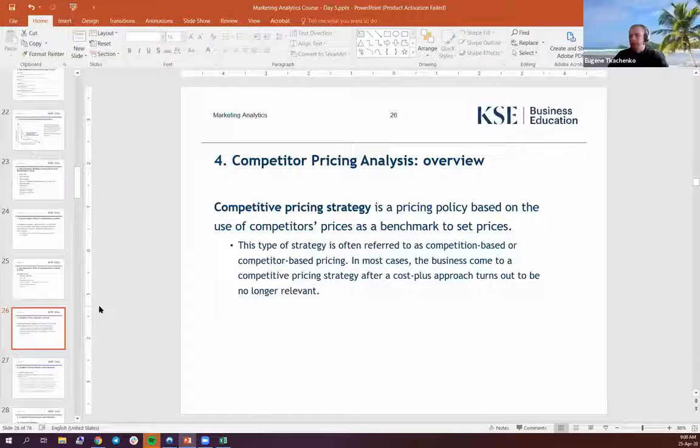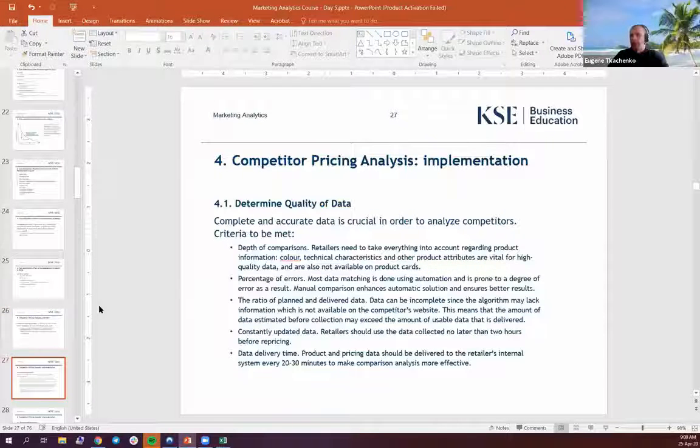So basically, the competitor pricing analysis has some sort of rules with regard to implementation. These rules or implementation instructions may not be directly relevant to your business. So I try to combine information from different sources in order to have a very explicit and very in-depth instruction guide that you guys can use.